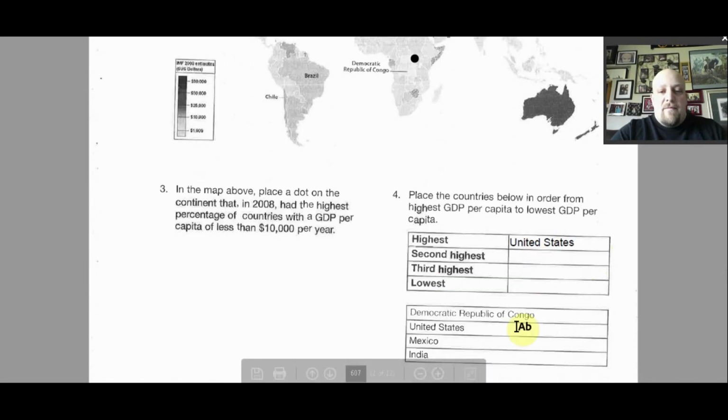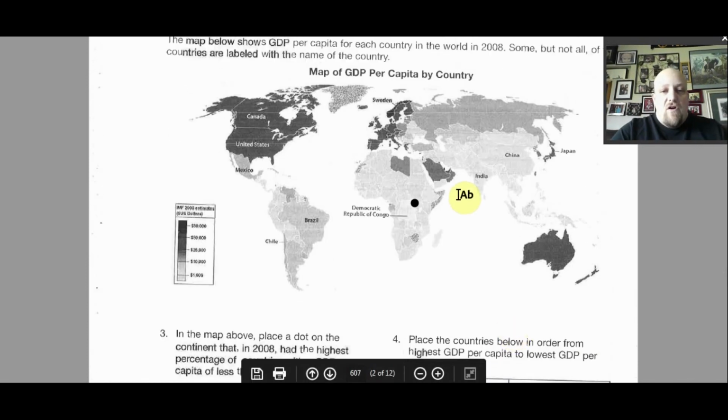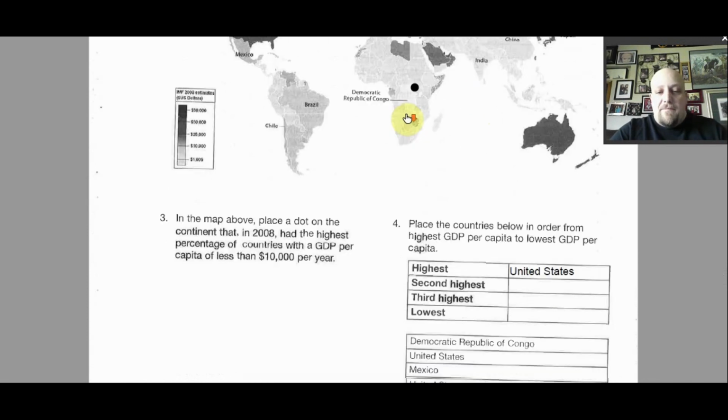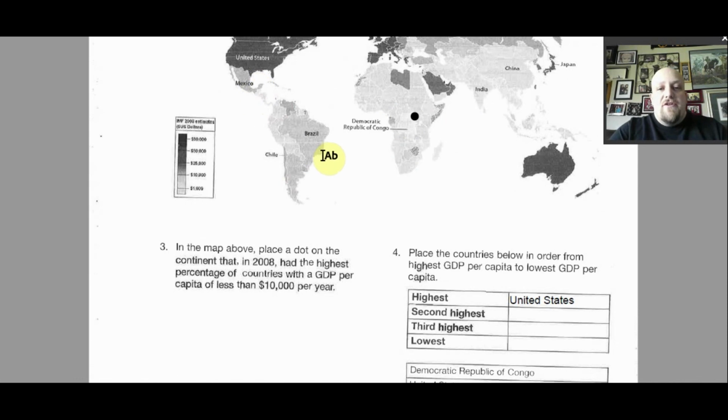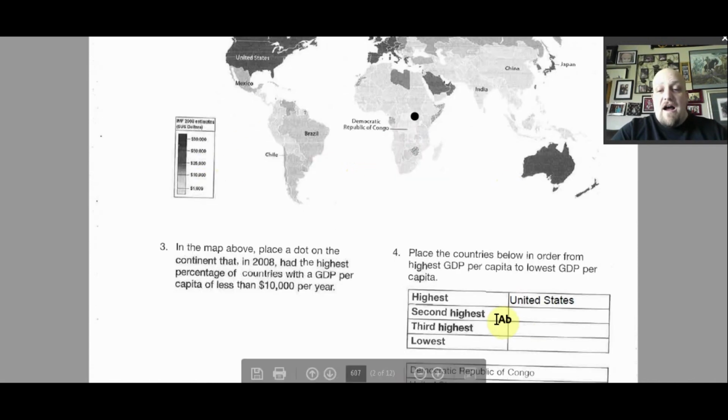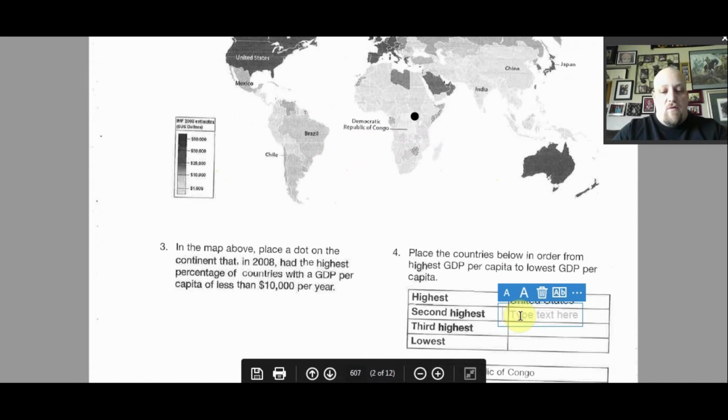So next one we're going to look at. We have 3 left: India, the DRC, and Mexico. Looking at these, DRC is super light. Mexico is probably the closest, so they're the next darkest. That means they have the next highest quality of living. So we're going to go ahead and say Mexico.